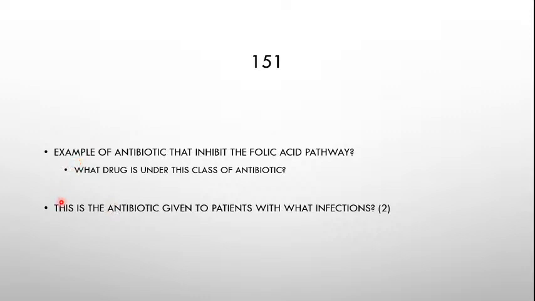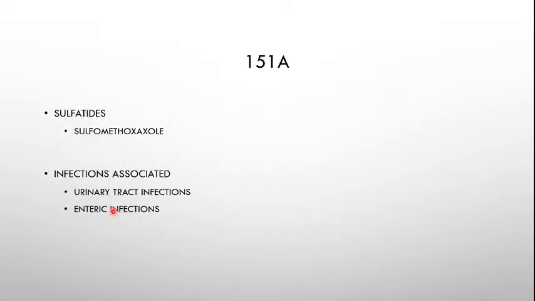Alright? Next, examples of antibiotics that inhibit the folic acid pathways. Please remember sulfa drugs. Sulfamethoxazole. Okay? This antibiotic is given to patients with what type of infections? Usually UTI and enteric infections like salmonellosis, mga ganon.